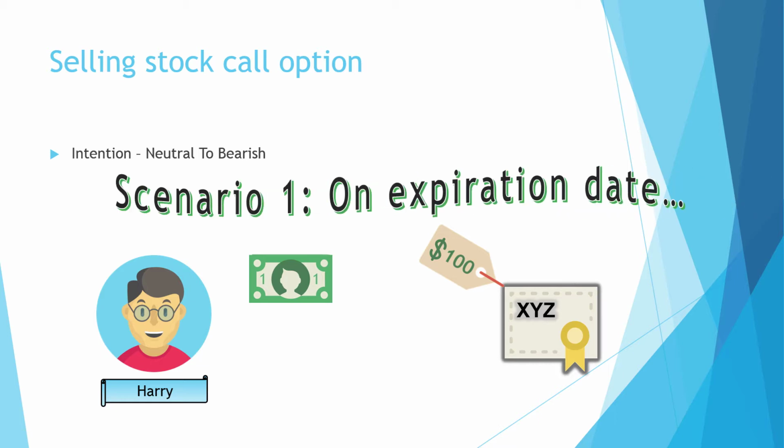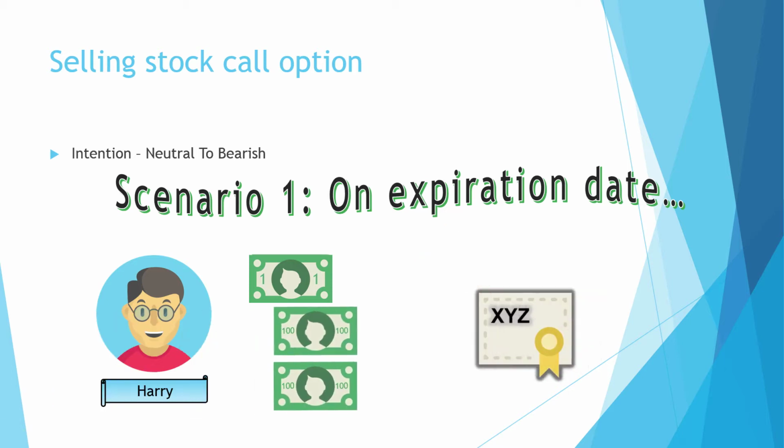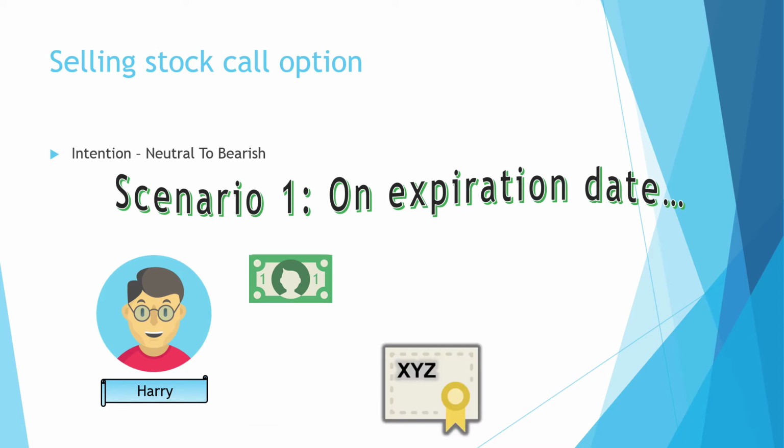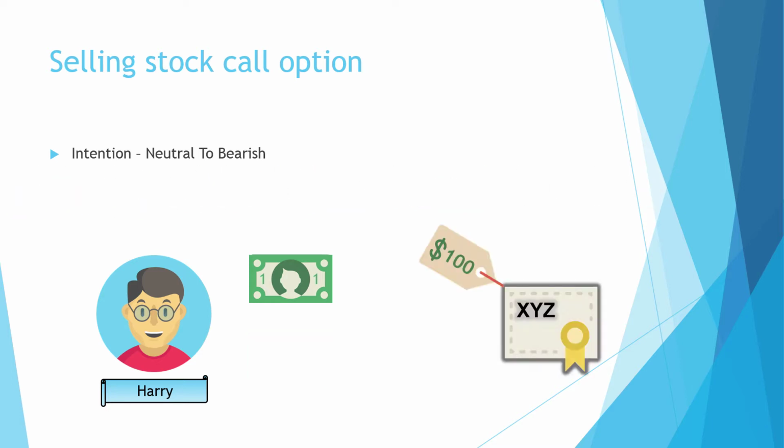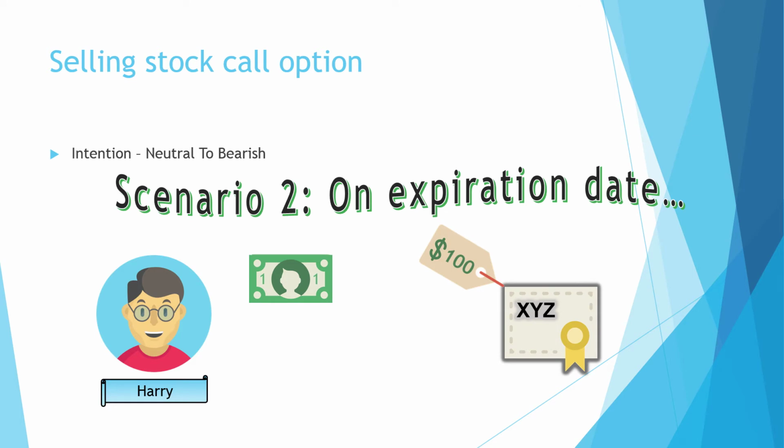In scenario 1, stock value of XYZ increases from $100 to $200 per share on expiration date. The contract owner will exercise the contract, and Harry will be obligated to sell 1 share of XYZ to the contract owner. But since Harry does not own any shares of XYZ, Harry will have to buy a share for $200 from the market, and then sell the share to the contract owner for $100. Harry will lose $100 in the transaction, but since he collected $1 from the premium, his real loss will be $99.